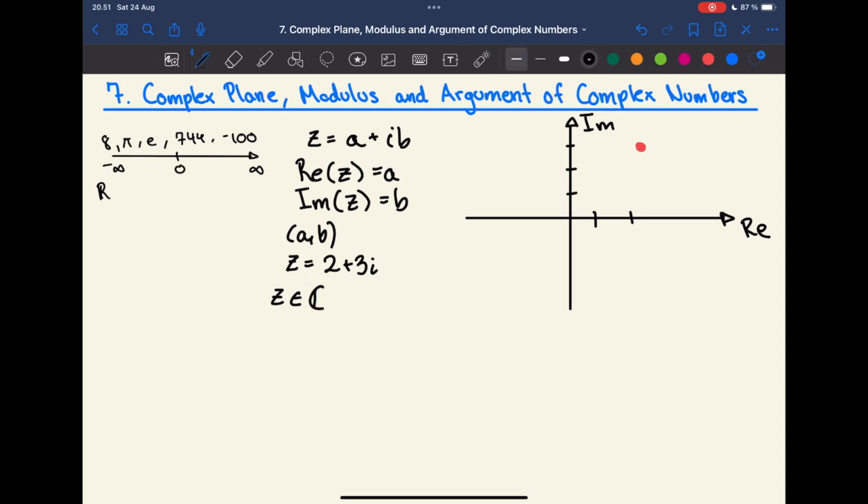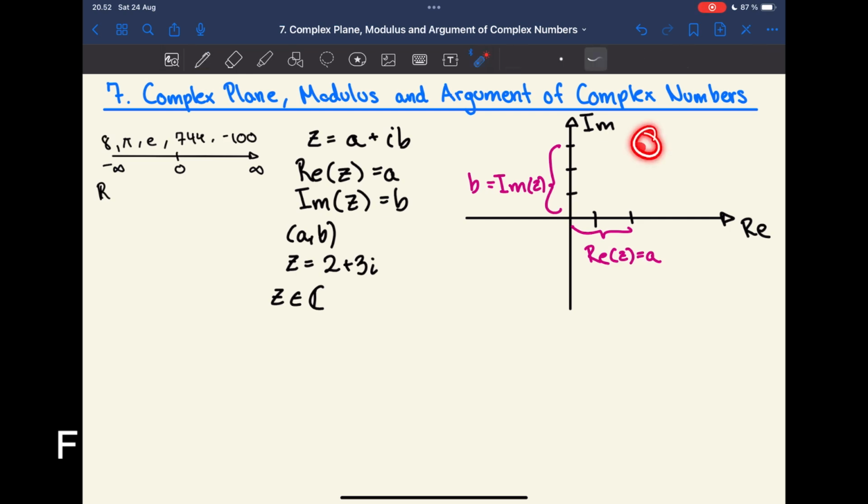All right, let's look a little more on this, because what we did here was just go up and take the imaginary part of C, which we said is equal to B, and here we take the real part of C, and that is of course equal to A. So that's all we did, and then we put down our complex number in the complex plane.